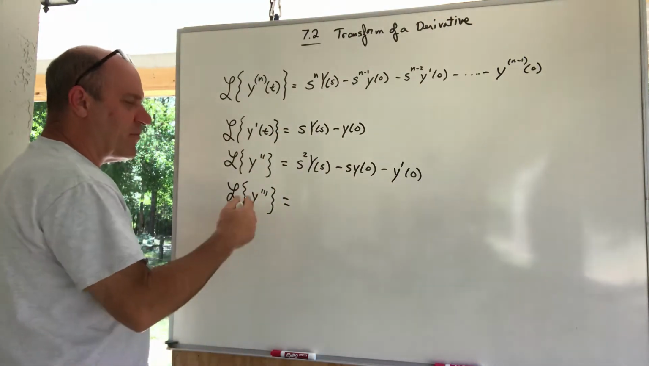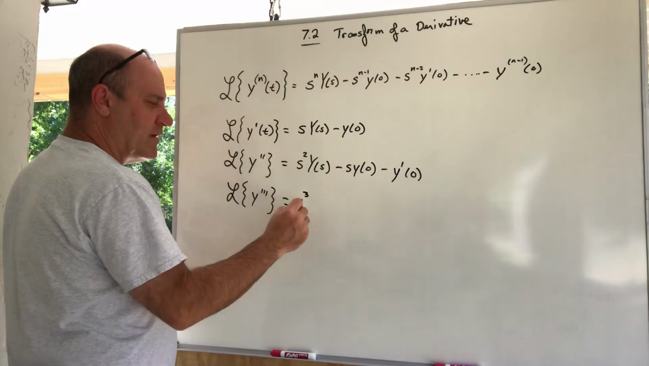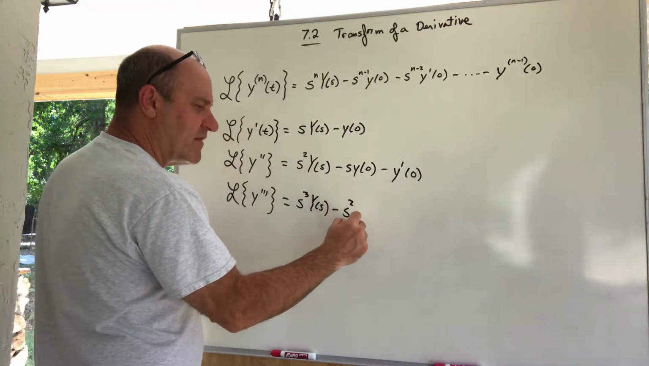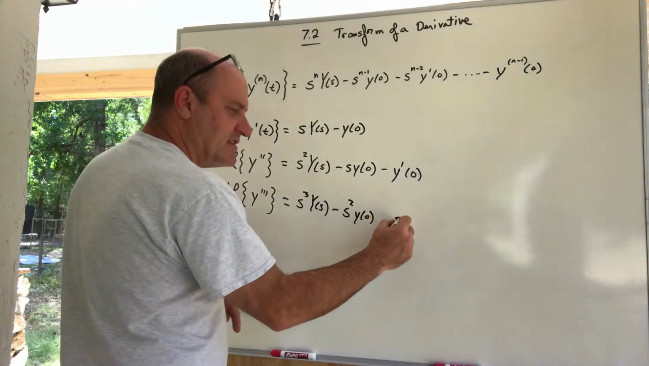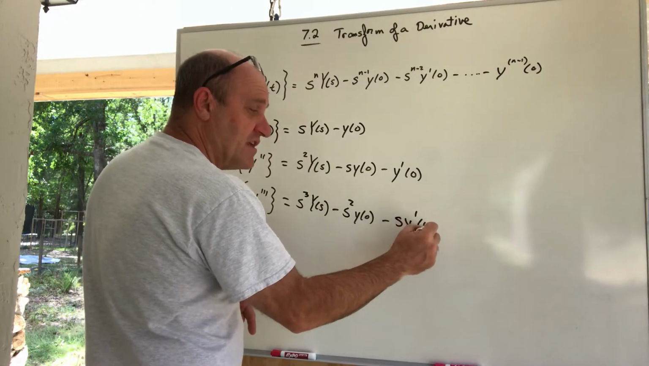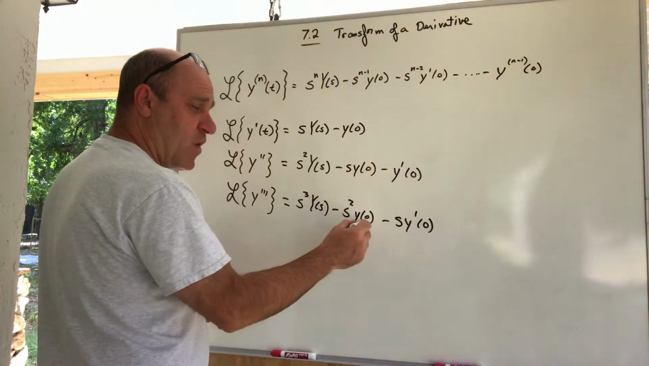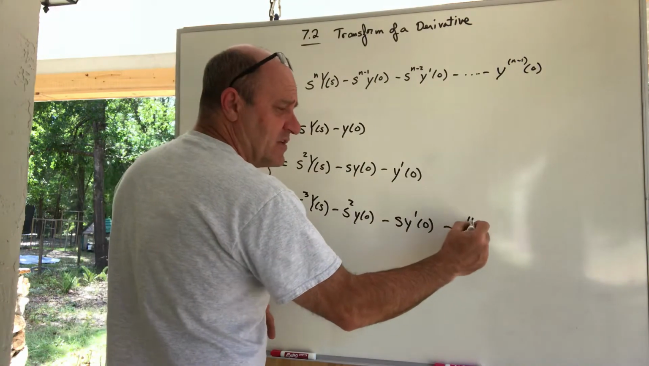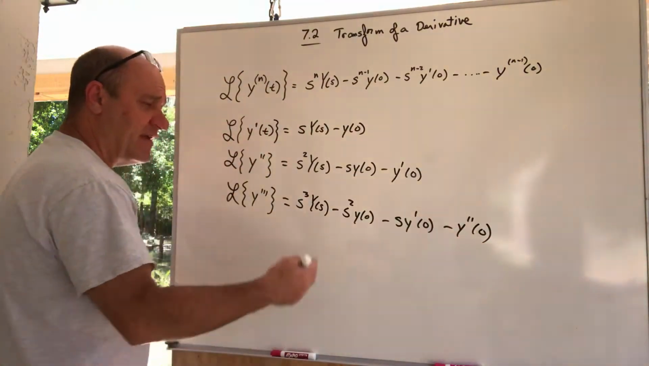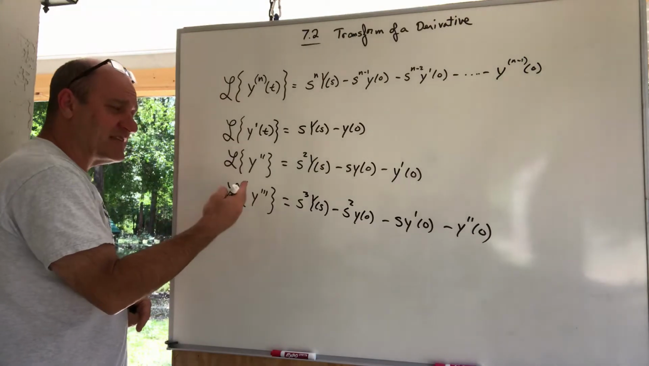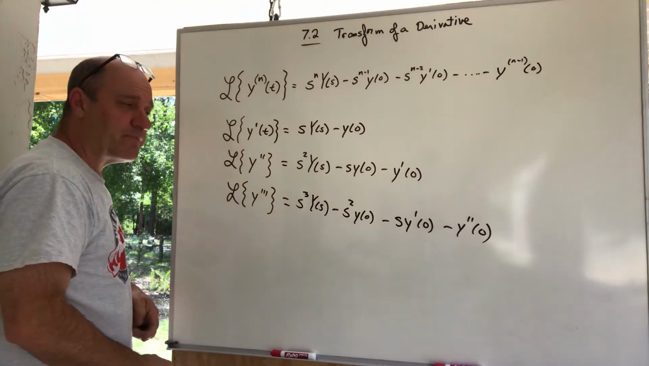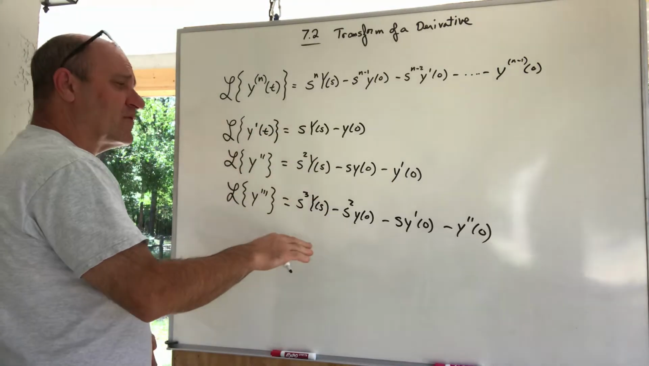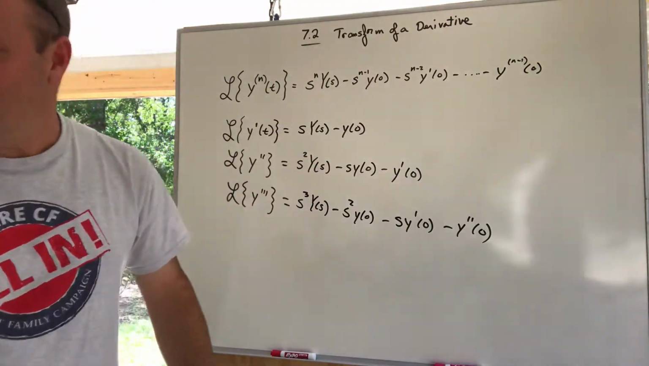Let's just try a y triple prime for fun. It'd be s cubed, big Y of s. I'm learning the pattern. Minus s squared times the initial condition. The s's keep decreasing. The initial conditions keep jumping on there. The next one, that was y of 0. This is y prime of 0. Finally, there are no more s's, and we get the last initial condition, y double prime of 0. That's what happens when you're taking the Laplace of a y triple prime. So these are good. These are handy little rules right here. You should definitely pause, write that down.